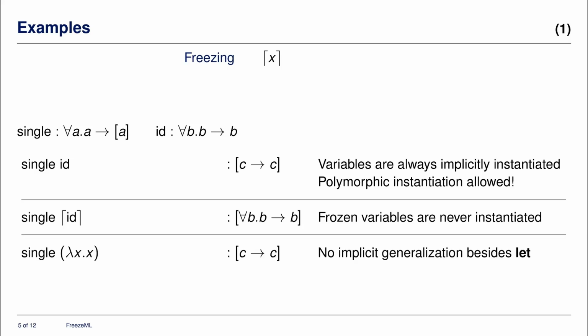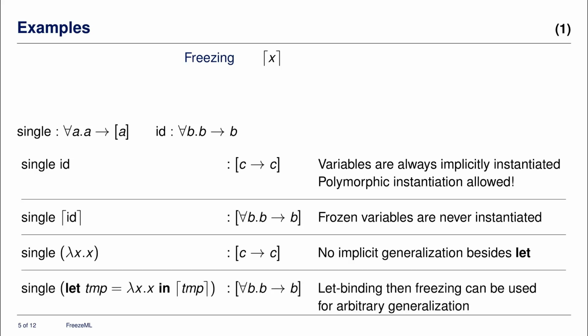Let's look at functions rather than variables. If we apply single to lambda implementing the identity function directly, we again behave just like syntax-directed ML. This means there is no implicit generalization here, because the only generalization that ever occurs is when we use let bindings. So what if we do want to generalize this lambda? As I said, the only way to do that is by writing a let binding. So if we let bind this lambda to some temporary variable and then return that variable frozen, we get a generalized version of the lambda, and the freezing preserves the polymorphism.